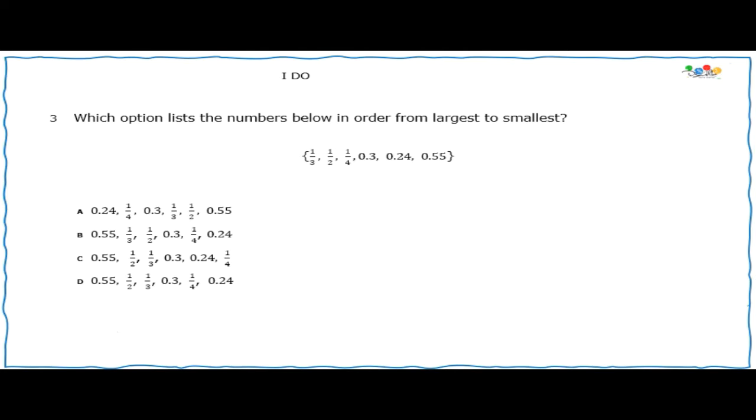All right. Well, let's read the question. The problem says, which option lists the numbers below in order from largest to smallest, right? So let's see what are the keywords that we need to consider. Well, the first word that we look and that we think it might be a good one is what?